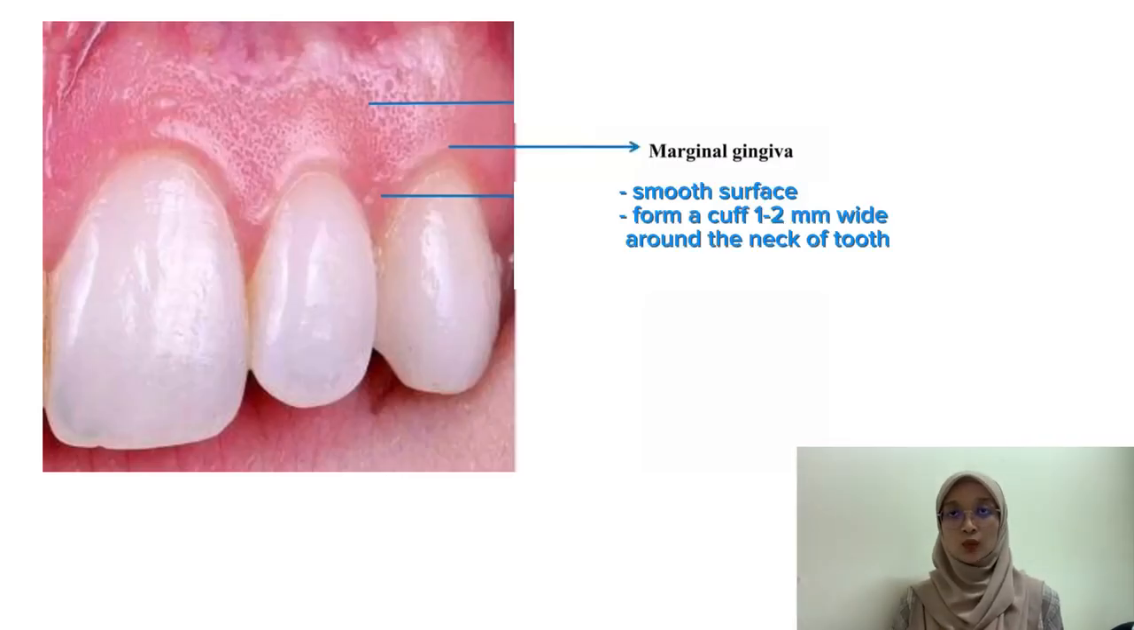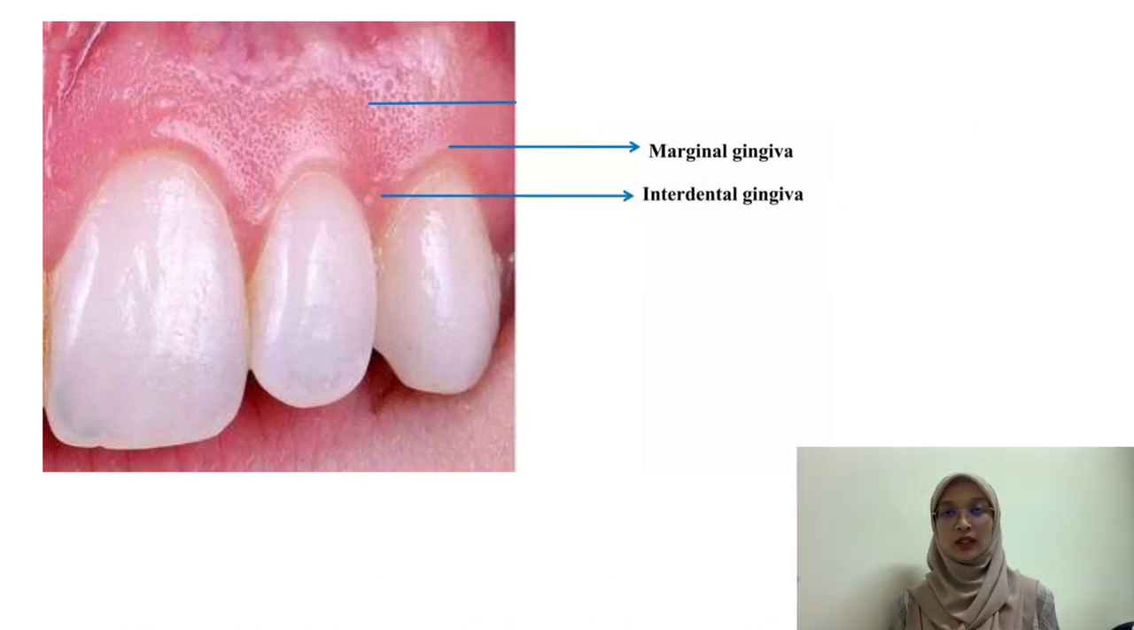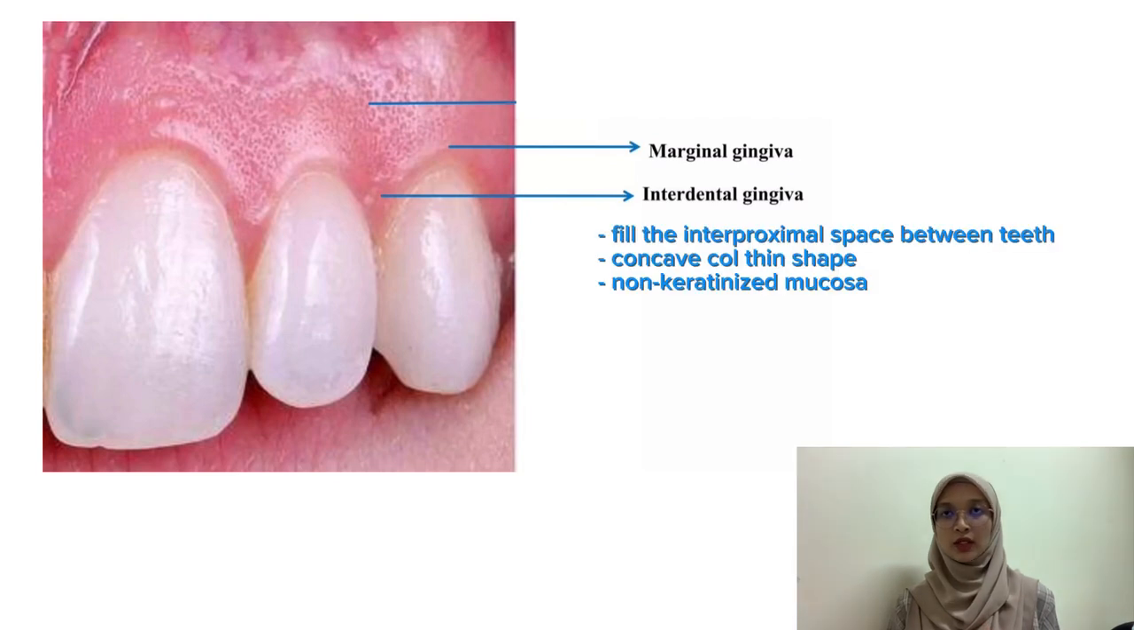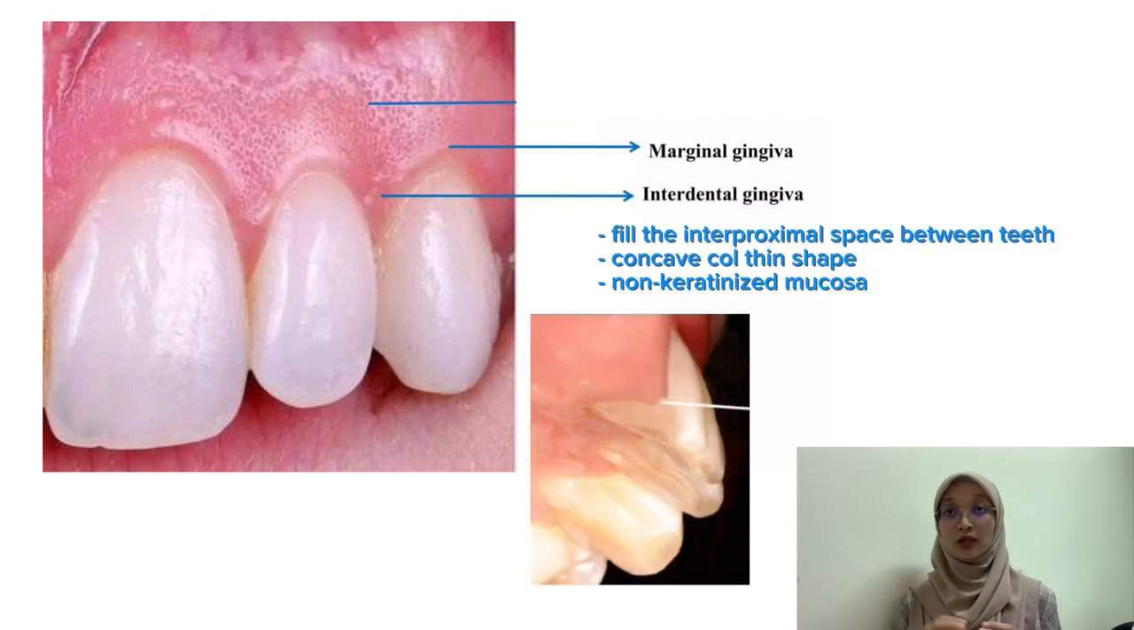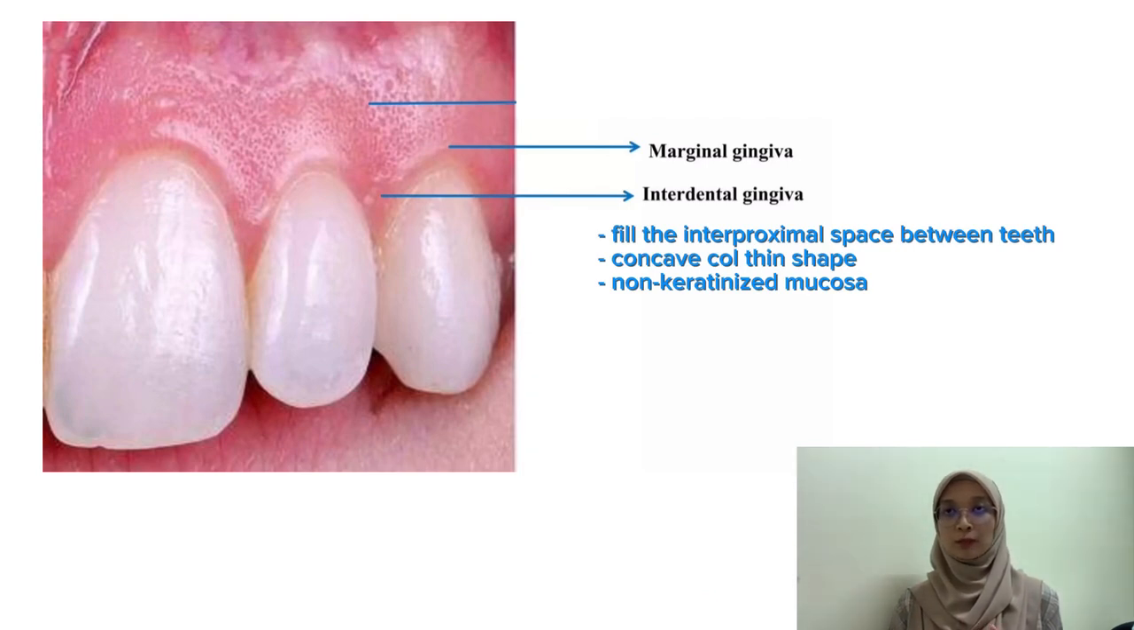The gingiva has three parts. The first part, which has a smooth surface and forms a curve 1 to 2 mm wide around the neck of the tooth, is known as the marginal or free gingiva. Next is the interdental gingiva. The interdental gingiva is a concave, col-shaped, thin, non-keratinized mucosa that fills the interproximal space between the areas of tooth contact. But for some people where the proximal tooth contact is missing, the interdental gingiva and col are missing too.